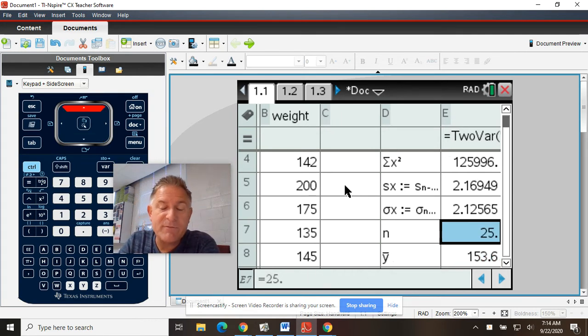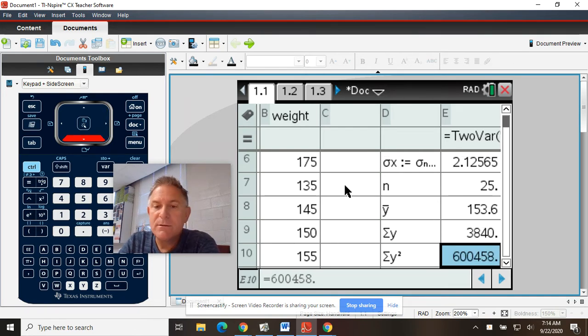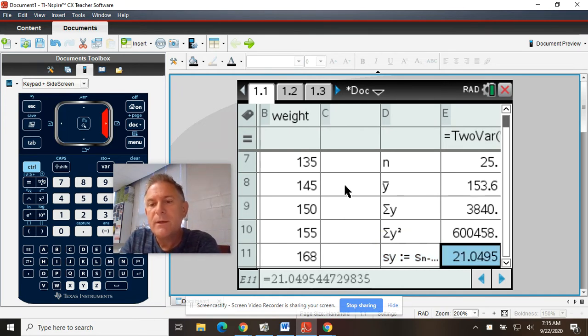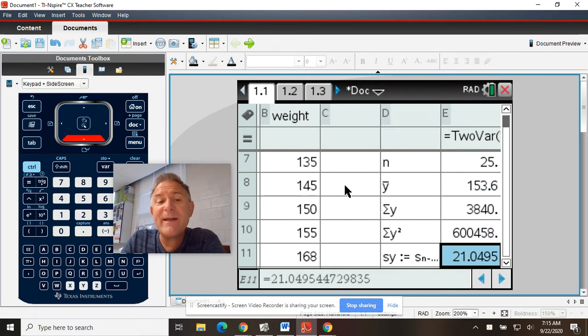But we have more below this. We have n, 25. And look at this, we have ȳ, a new variable with a bar over it. Of course, that means average, and y is my weight. So the average weight is 153.6. I bet we have a deviation. Look, it's s sub y. Your calculator's bad at showing that. It's 21.05. So the typical male in my class weighs 153.6 with a deviation of 21. We could draw that curve. But here is what we are interested in this unit: how do those two relate to each other?